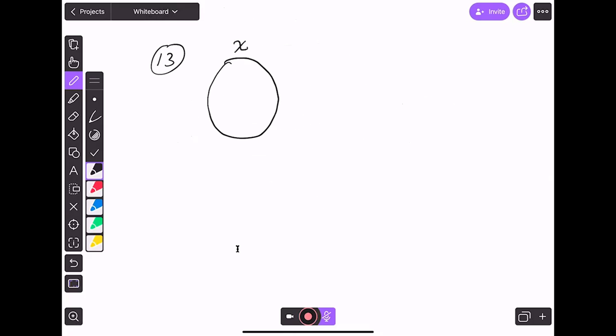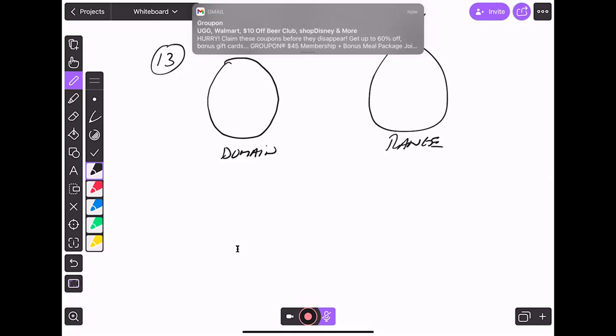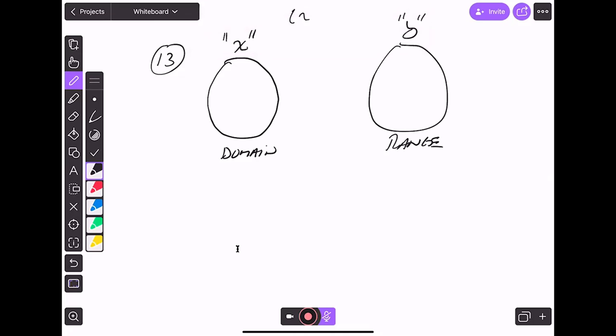X, domain, Y, range. All right, write down. I'm looking at the x values. And there's ordered pairs, by the way. The ordered pairs are x, comma, y. And give me 1 second. I got to wait for that thing to disappear.